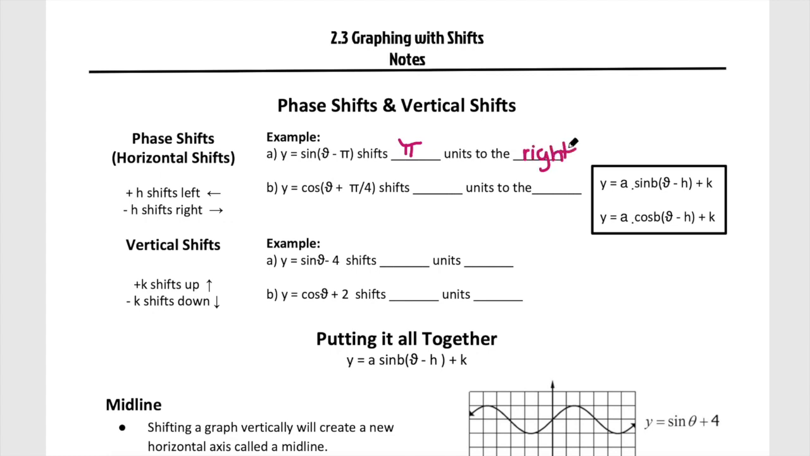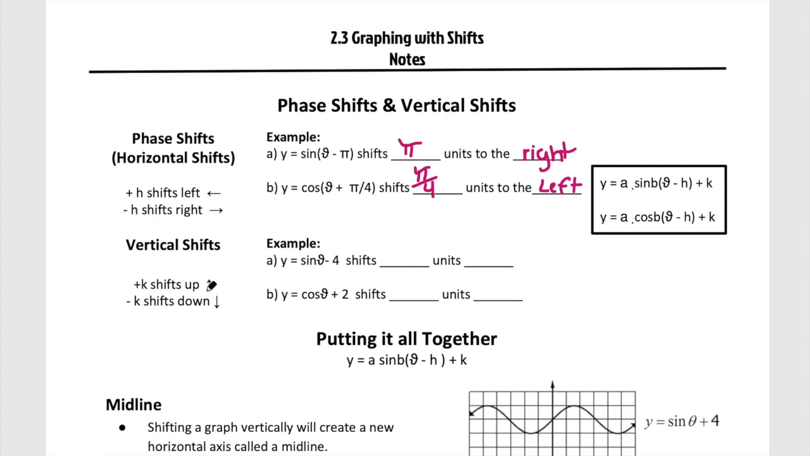In our next example, y equals cosine of the quantity theta plus pi over 4 shifts pi over 4 units. And since it's positive, it goes the opposite way of what you would think. It goes to the left.